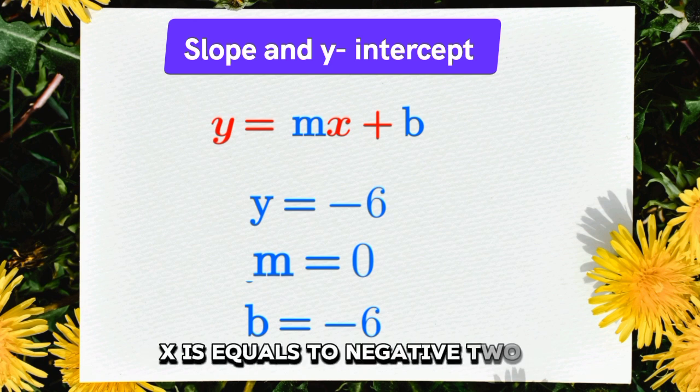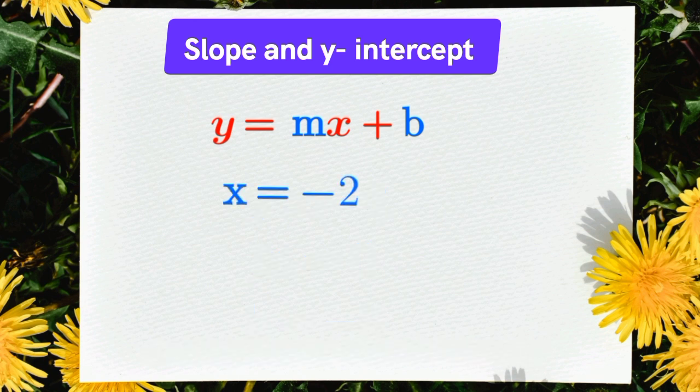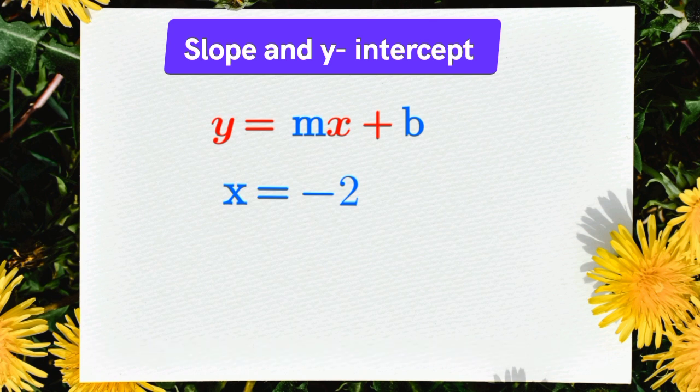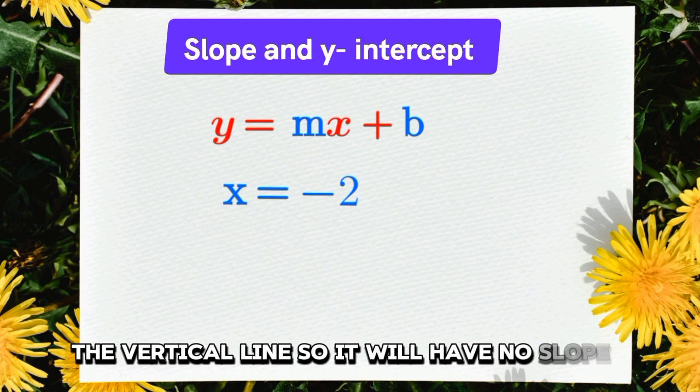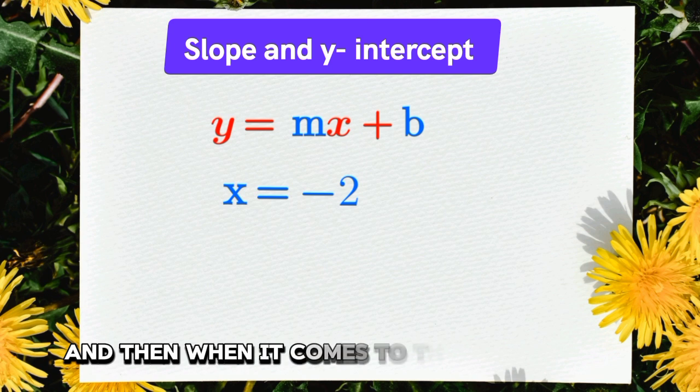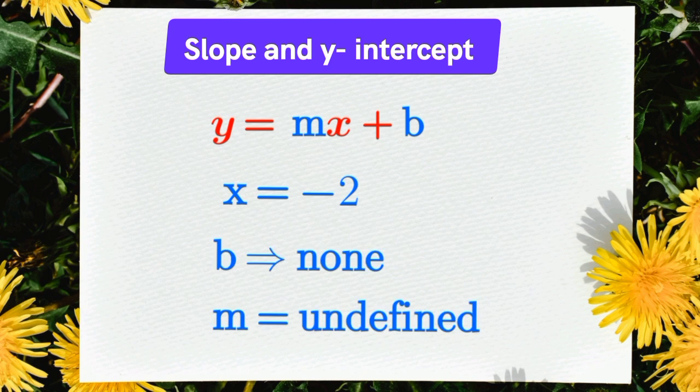x equals negative 2. As we said before, when you have x equals any number, whether negative or positive, it's a vertical line. So it will have no slope. The slope will be undefined. And when it comes to the y-intercept, which is b, the answer is none.